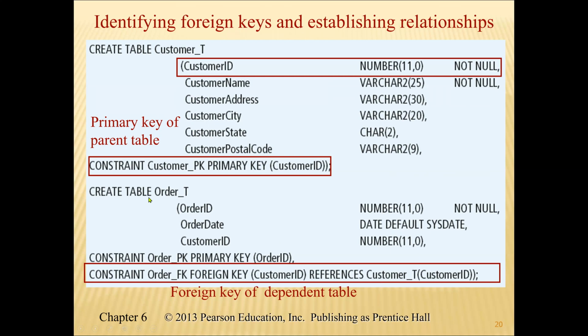We have customer ID now in the order table, which is right here, the third. So we're creating the relationship from customer ID in the order table with the customer ID in the customer table, or CUSTOMER_T.